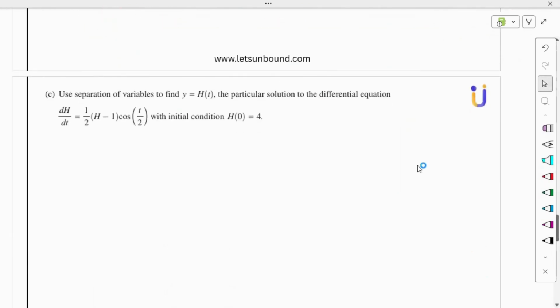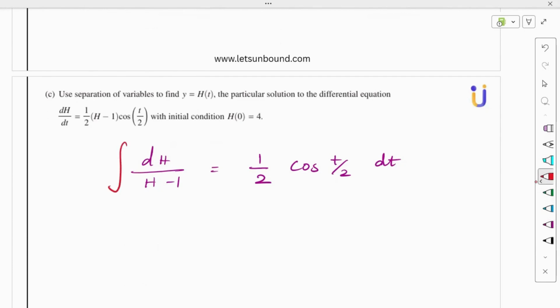Using separation of variables, find y equal to h of t, the particular solution to the differential equation with the initial condition given. Okay, so we're going to use separation of variables. We have two variables, h and t. So all h, I'm going to bring to the left, all t to the right. So dh by h minus 1 equal to half cos t by 2 dt. Okay, I separated variables. Now you integrate it.